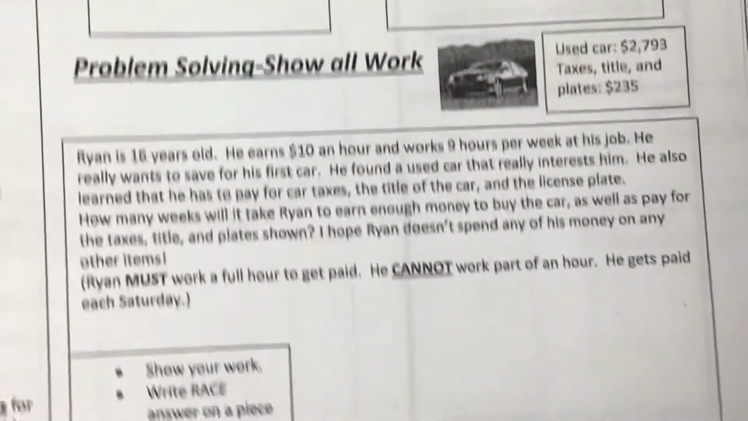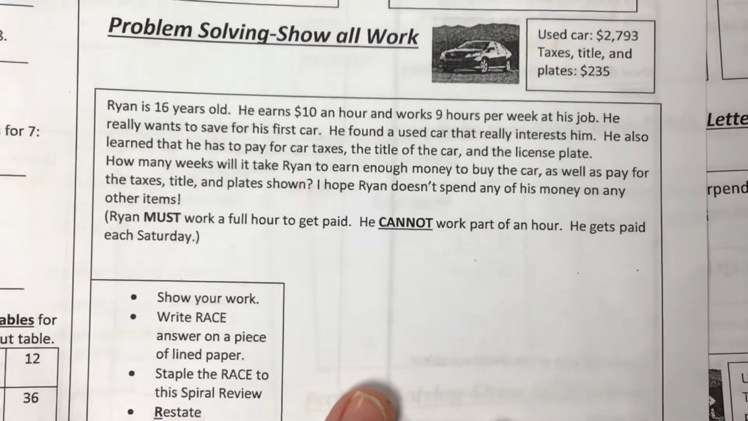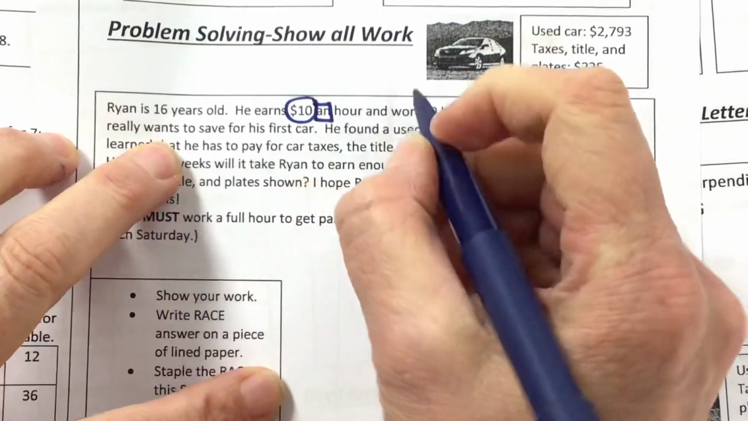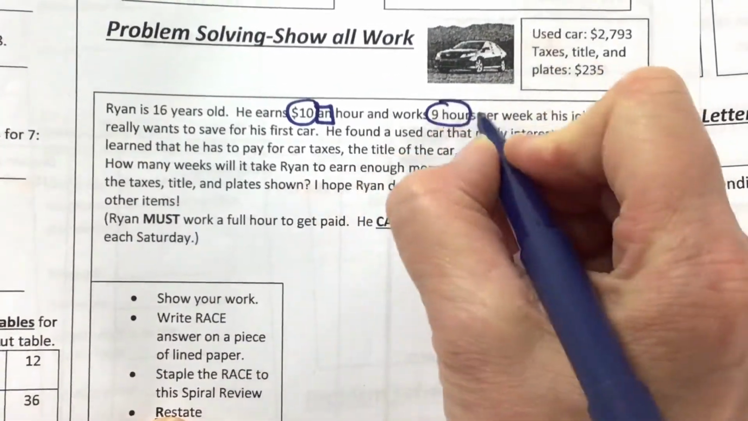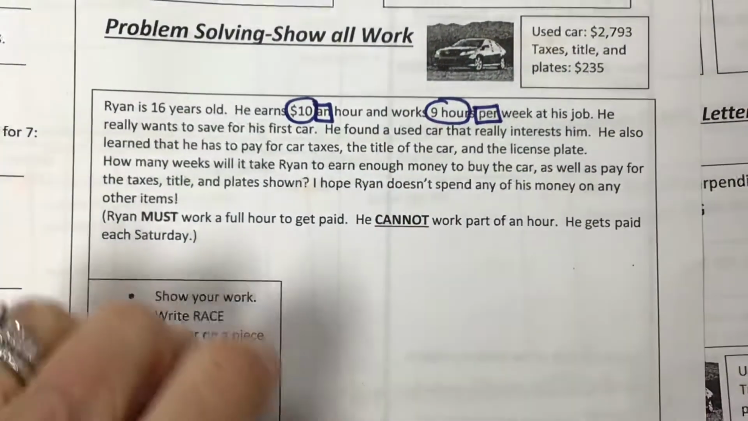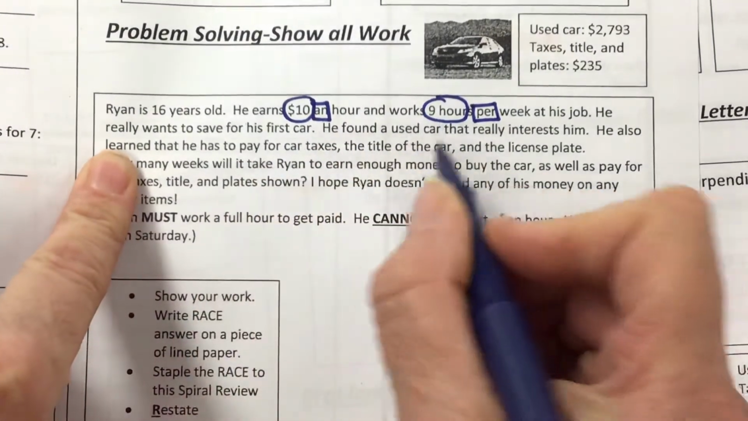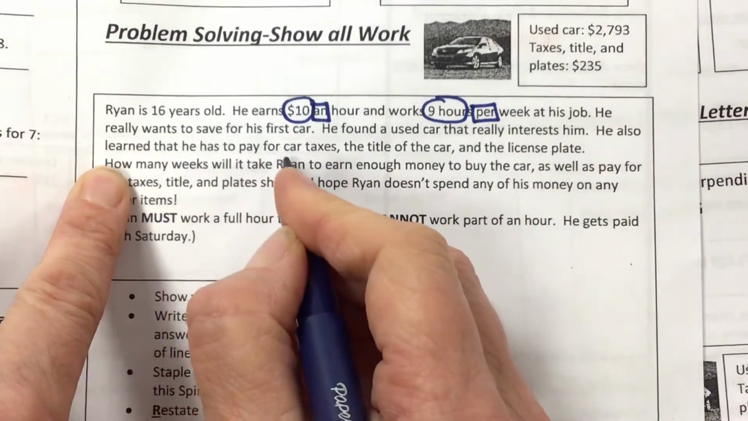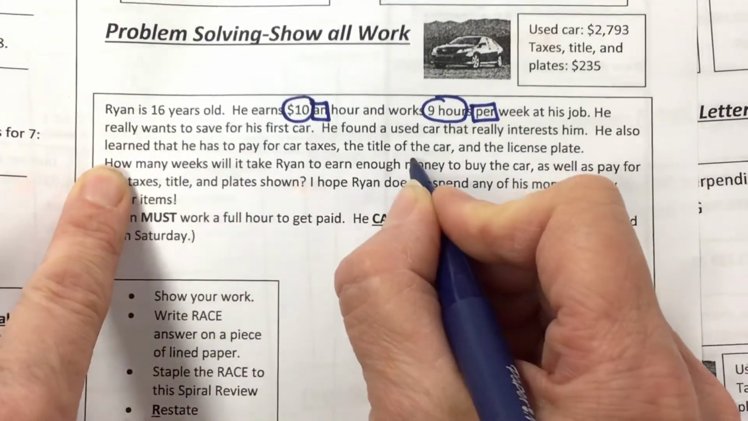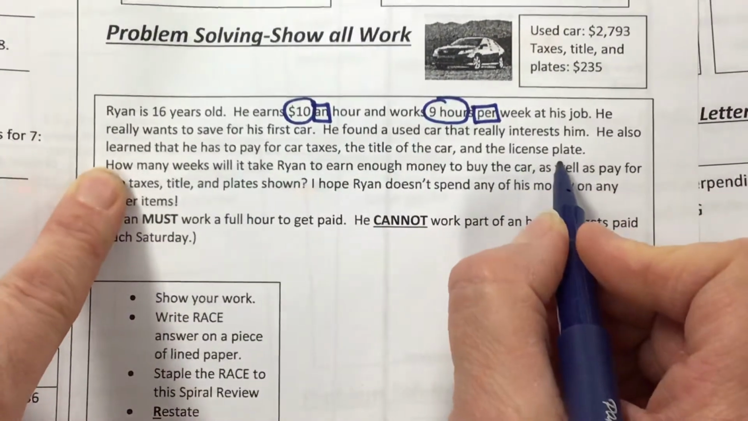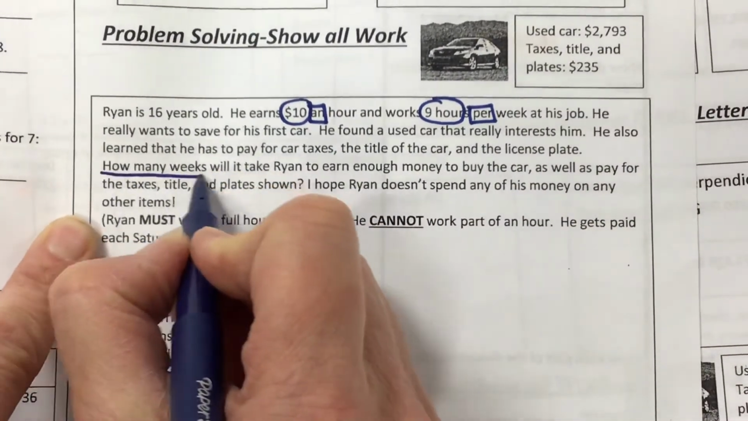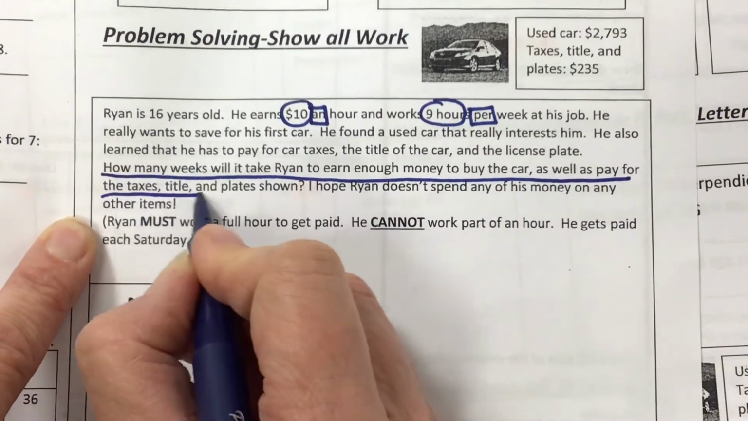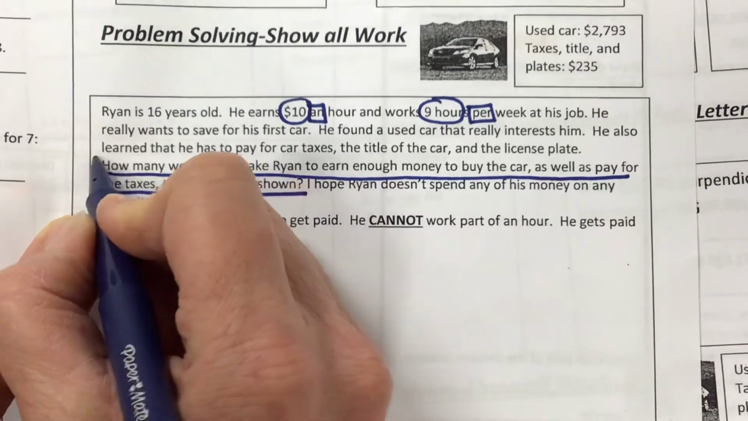Okay, Ryan is 16 years old. He earns $10 an hour, and works 9 hours per week at his job. He really wants to save for his first car. He found a used car that really interests him. He also learned that he has to pay for car taxes, the title of the car, and the license plate. How many weeks will it take Ryan to earn enough money to buy the car as well as pay for the taxes, titles, and plate shown?